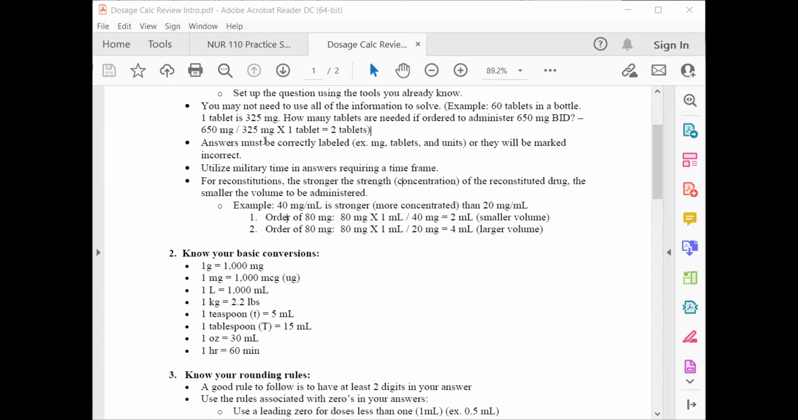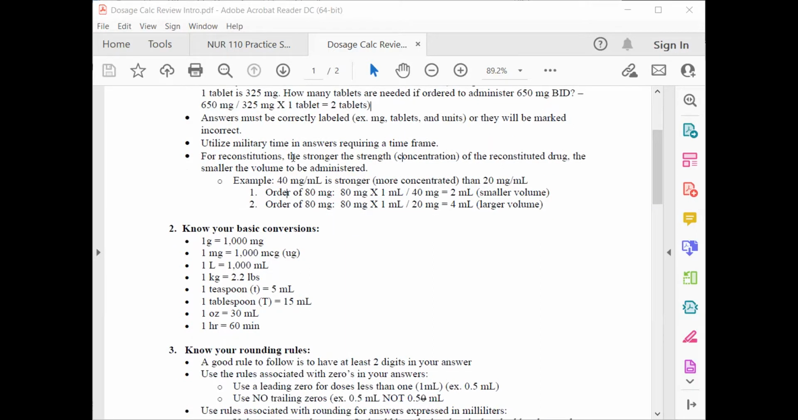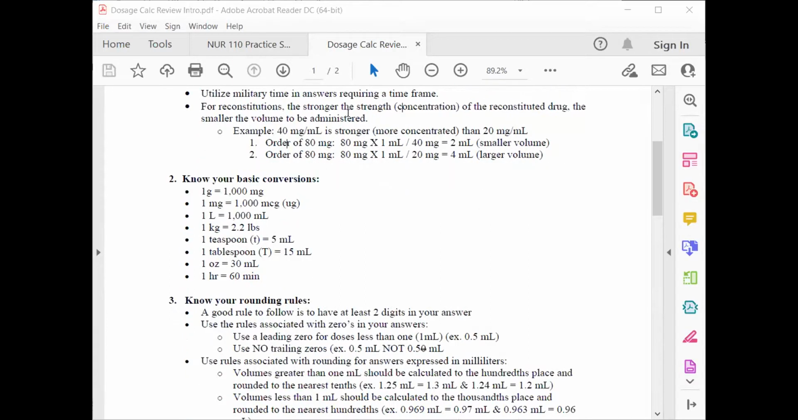So answers must be correctly labeled, meaning if you have a number, and I already talked about this, right? If it's five what? Teaspoons, milligrams. What is it? Okay. When necessary, use military time. And then for reconstitutions, we'll talk a little bit about this, and I'll even show you some variations of this that are different than what you're going to see on your test.